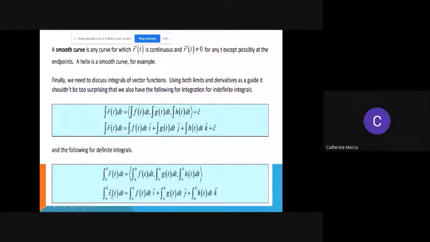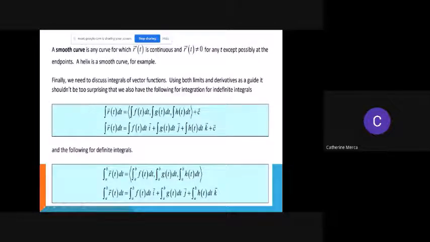Let's take a look at a smooth curve, which is continuous, but r prime t is not equal to 0. So a smooth curve is any curve for which r prime t is continuous and r prime t is not equal to 0 for any t except possibly at the endpoint. An example of that is your helix, which we had seen earlier.